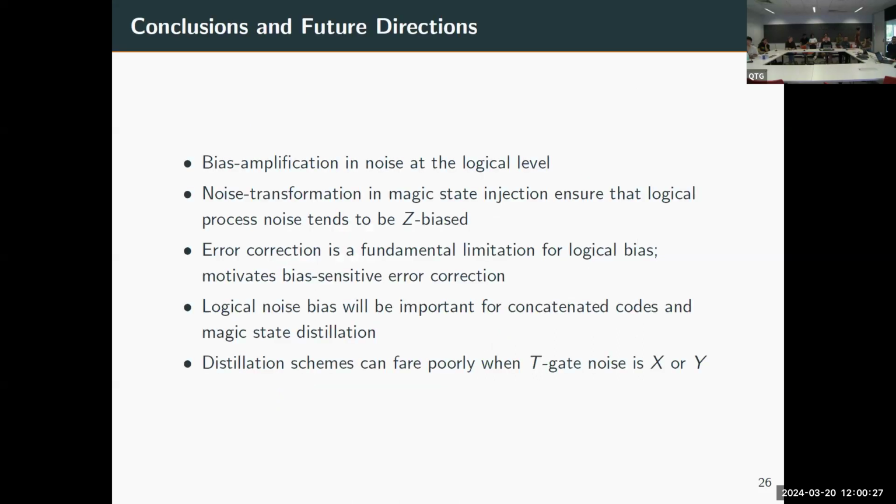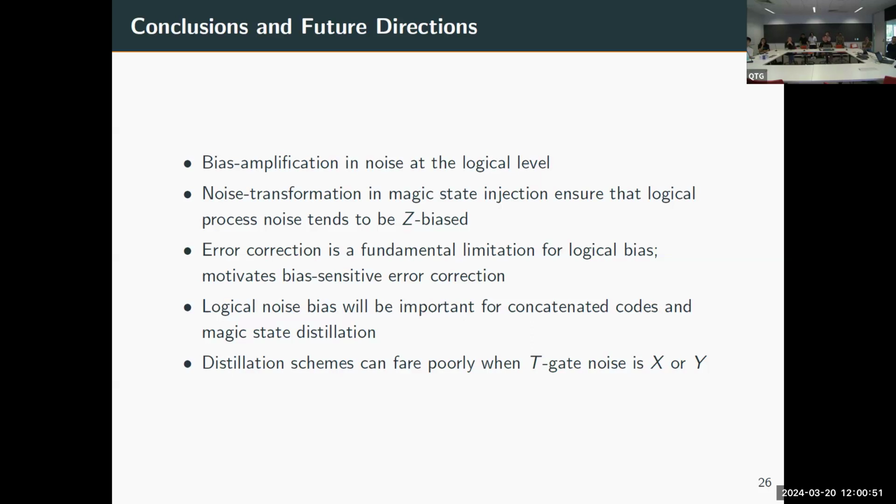But yeah, sorry, I realize we hit the hour, but we are at the end. Quick summary: bias amplification happens. Noise transformation really matters in these magic state injection circuits, but error correction is really going to be the important thing if you care about logical bias. But I suppose the question is, why would you care about logical bias?